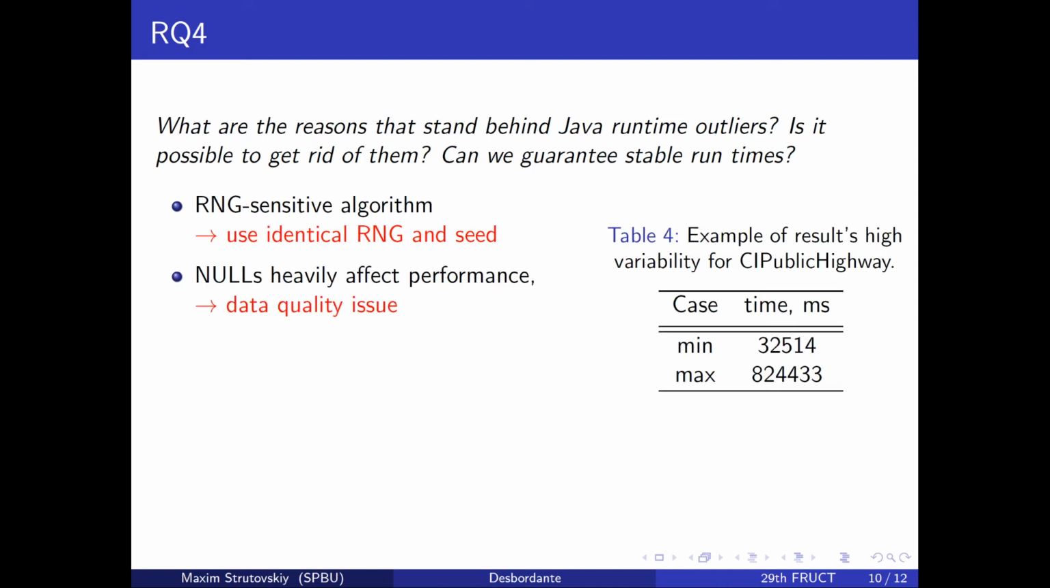The next issue is that such variability happens on relations with a large number of nulls, such as CI public highway. See Table 4 for an example of such variability. Finally, modern CPUs adjust their frequency depending on the load. Therefore, we had to lock the CPU frequency. These were the actions that we performed to obtain the graph of the research question 1.